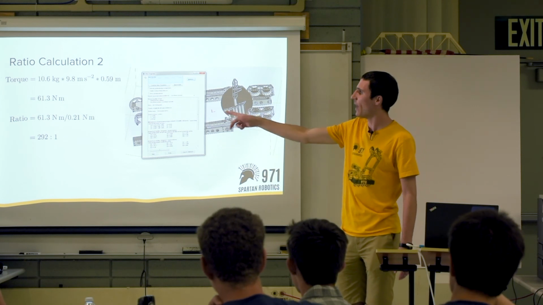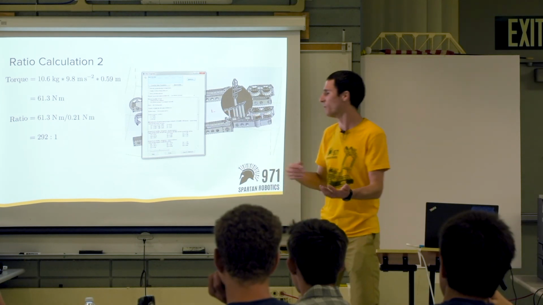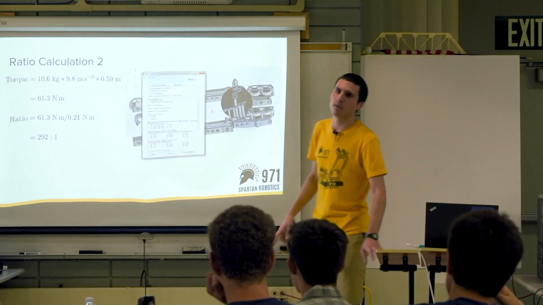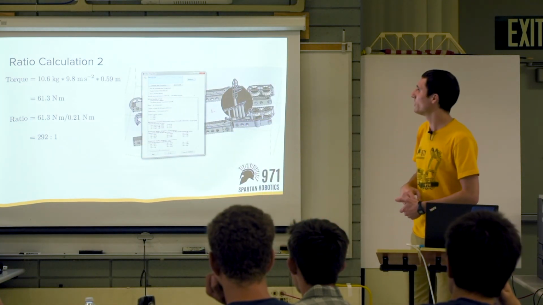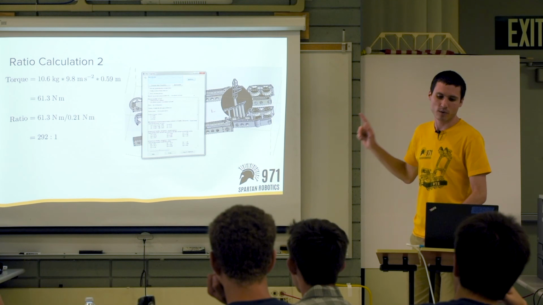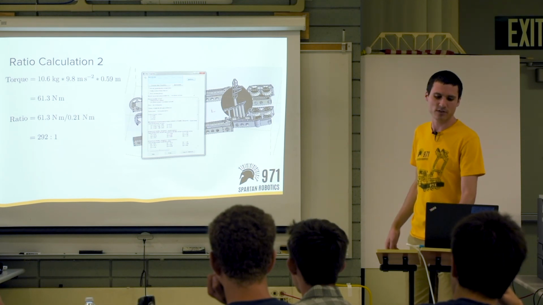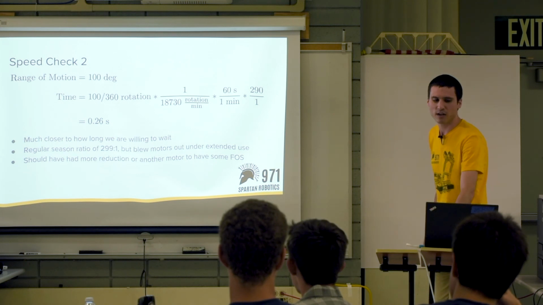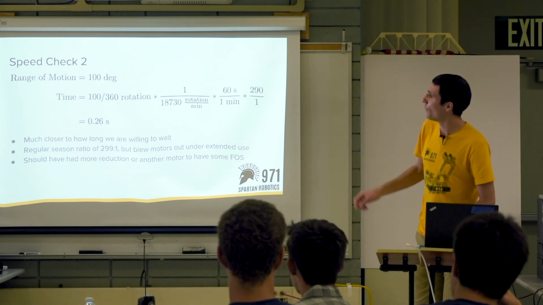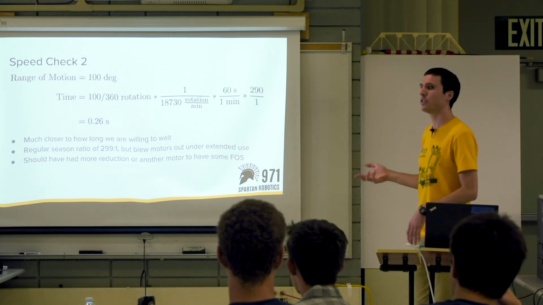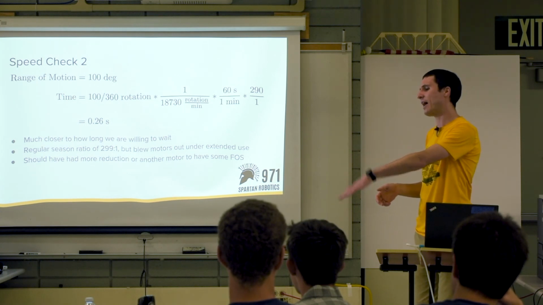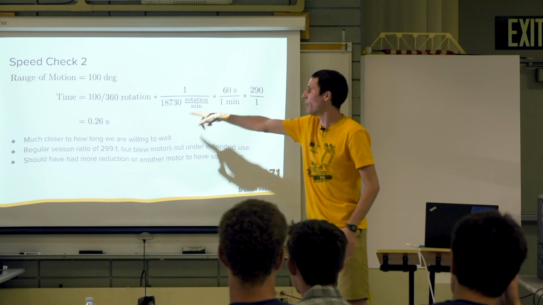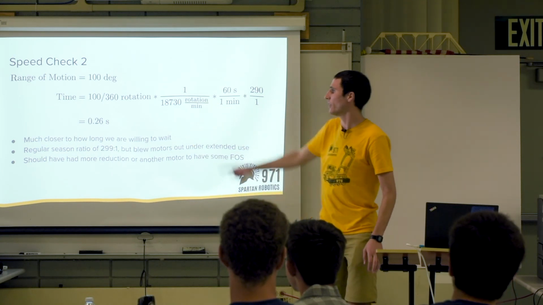We do the ratio on that against the maximum torque that we're designing to, and we get to a 292 to 1 ratio. So already we're saying, hey, we need a lot more ratio, a lot more reduction on this mechanism. So we're going to check it against the speed check. Here we have a 100-degree range of motion, because we're going from all the way down flat to just a little bit past backwards. If we calculate out the time on that, it's 0.26 seconds.